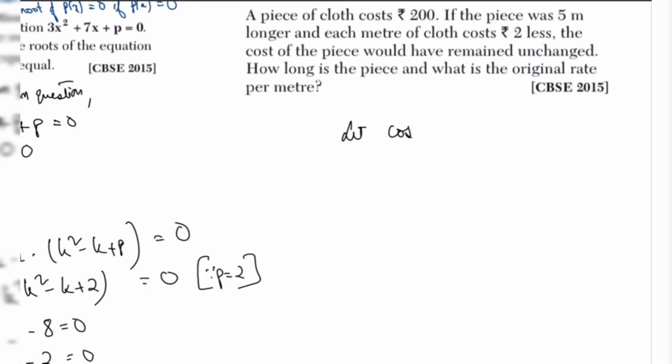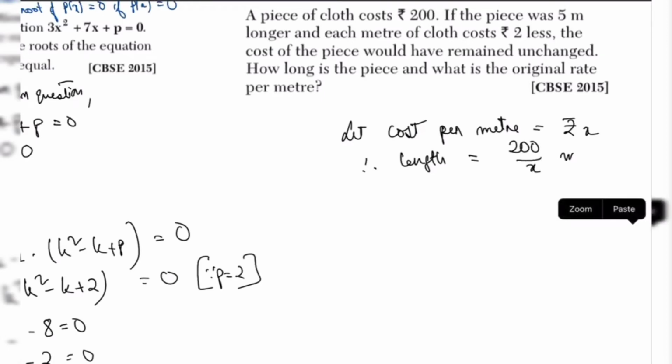Let cost per meter equal to rupees x. Then we have that length has to be 200 by x meter. Okay. Now what are they saying? Piece was 5 meters longer.